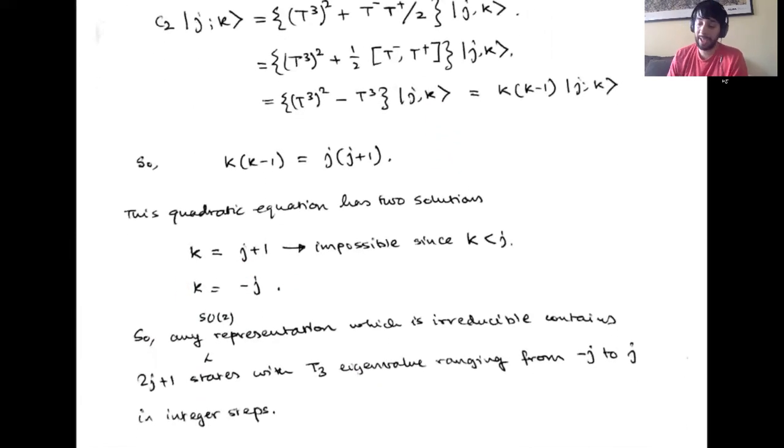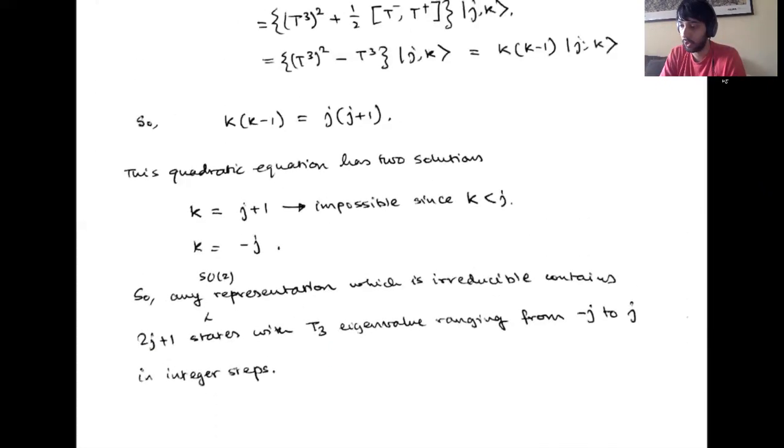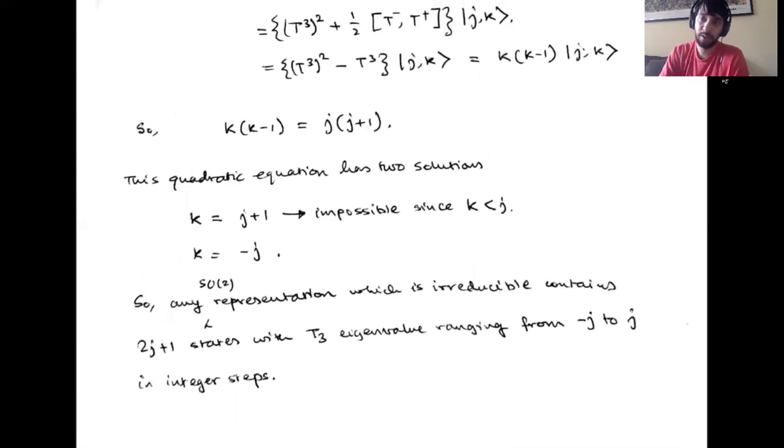So now what do we have? We have that any SU2 representation which is irreducible will contain 2J plus 1 states with the T3 eigenvalue ranging from minus J to plus J in integral steps. Okay, so that's good. Again, this is something that you have worked on before, but it's good to revisit what you had learned before.